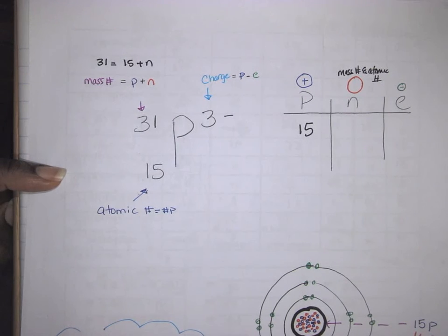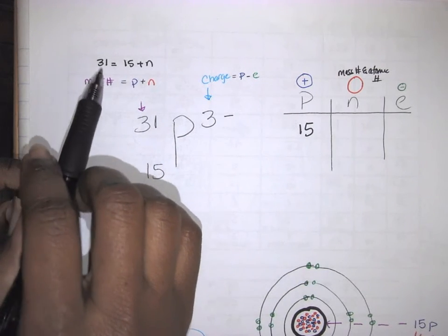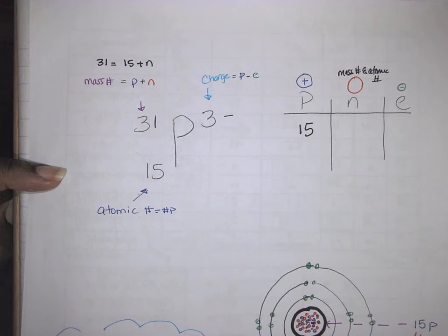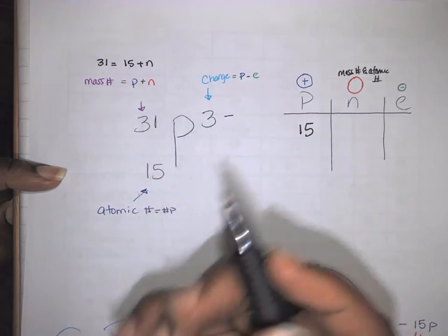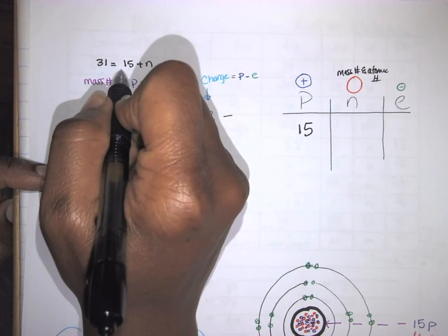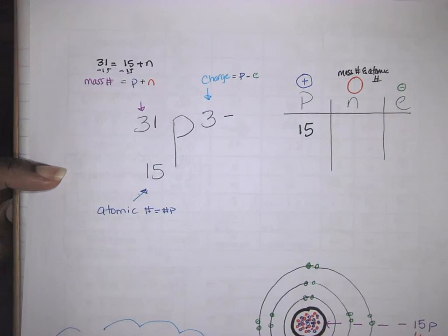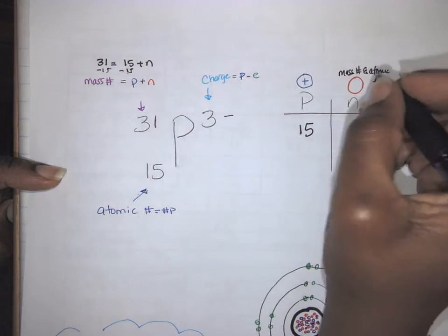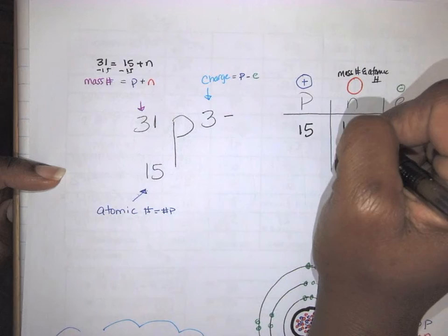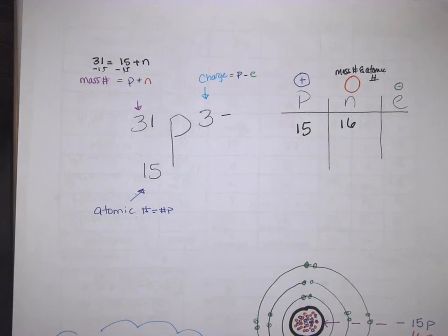And I need to add some neutrons to the 15 protons to get a mass number of 31. So I'm just mentally asking myself, 15 plus what will give me 31? If you wanted to solve this using some algebra skills, you would use the inverse operation of addition, which is subtraction, and it would be 31 minus 15. Either way, whether you use mental math or your algebra skills, you would get there's 16 neutrons, because 15 plus 16 will give you that 31.